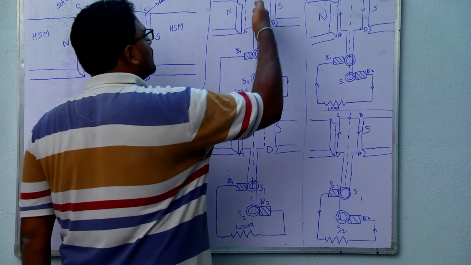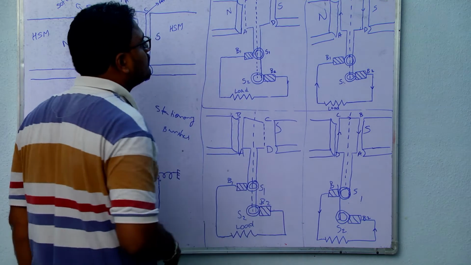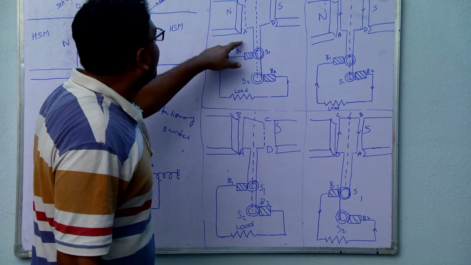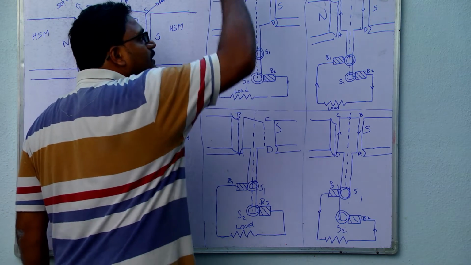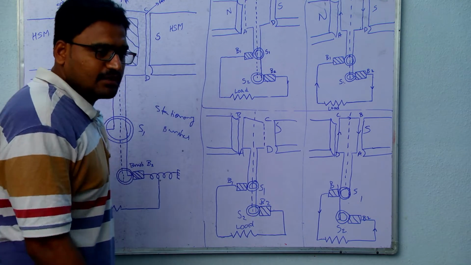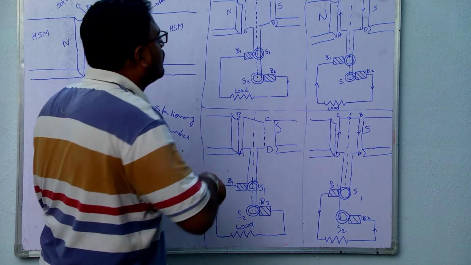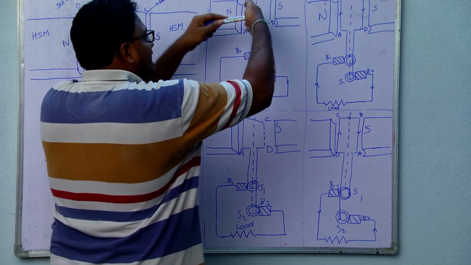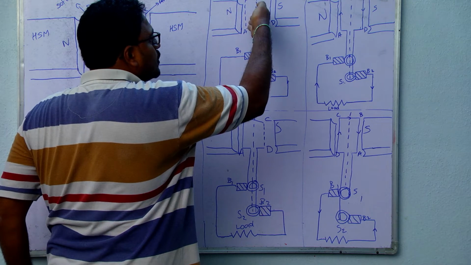Initially I am keeping the coil normal to the magnetic field, so the AB arm is below the field and the CD arm is above the field. Now I am rotating the coil. Initially it is like this, with the maximum number of field lines passing through the coil. Slowly I am rotating it in the clockwise direction.